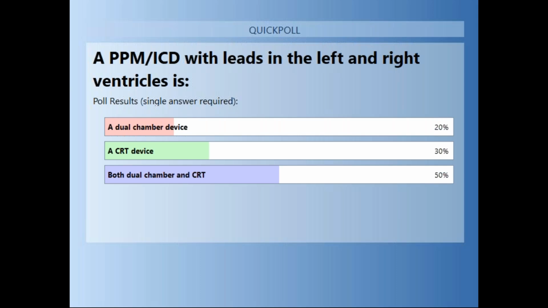Okay, so dual chamber devices are conventional devices. A dual chamber device means that we have leads in the right atrium and the right ventricle. In this case, we have leads in the left and right ventricles. That's a biventricular pacemaker, which is a CRT device. So the correct answer here is a CRT device. Now, I'm sure 50% of you probably went with dual chamber and CRT because there are leads in two chambers. But remember that dual chamber is a conventional device with everything on the right side. If there's right and left, it's a CRT. And we're going to go over this some more as we go through the presentation.